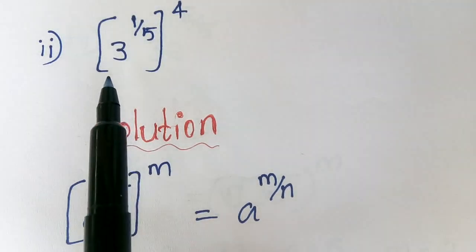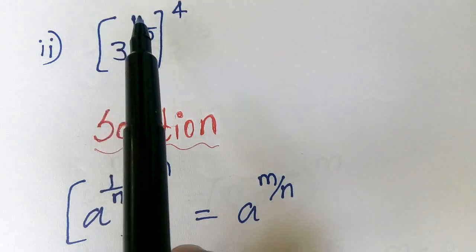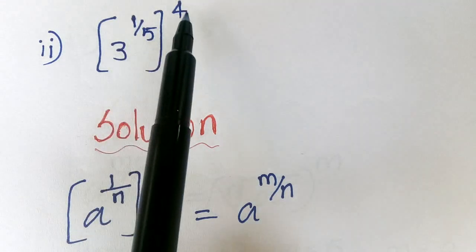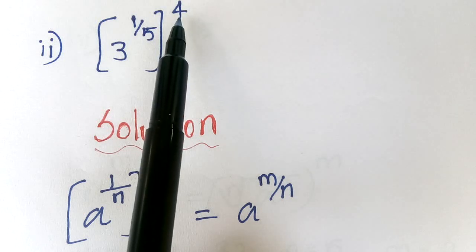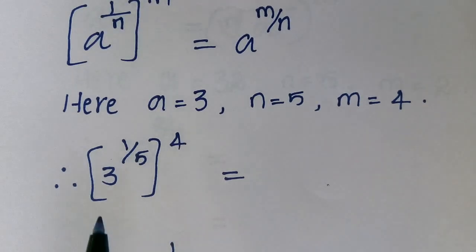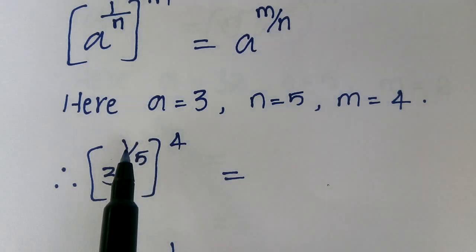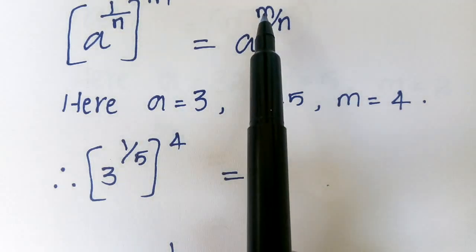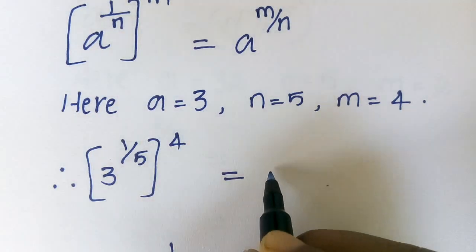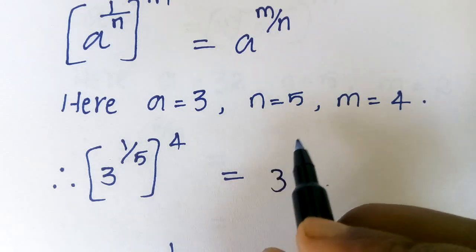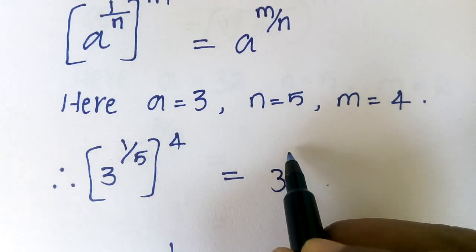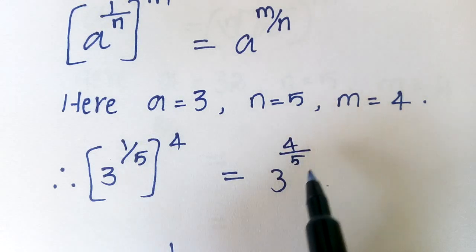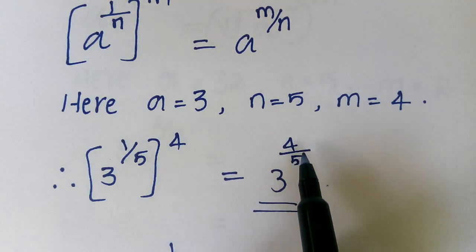Here we have a is equal to 3, n is equal to 5 and m is equal to 4. Therefore, 3 to the power 1 by 5 whole to the power 4 is equal to a to the power m by n. a is 3, so 3 to the power m, m is 4, by n, n is 5. So the final answer is 3 to the power 4 by 5.